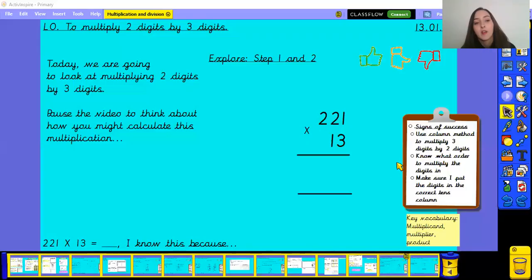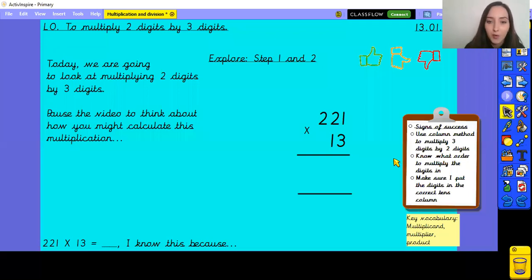Okay, so as I said, we're going to be moving on today and looking at multiplying 2 digits by 3 digits. On the board here, I have an example of a calculation that I'd like you to think about. Here we have 221 times 13 using column method. I'd just like you to pause the video and think about how you might calculate this multiplication using your knowledge from multiplying 2 digits. Just pause the video and have a little think about how you might calculate 221 times 13.